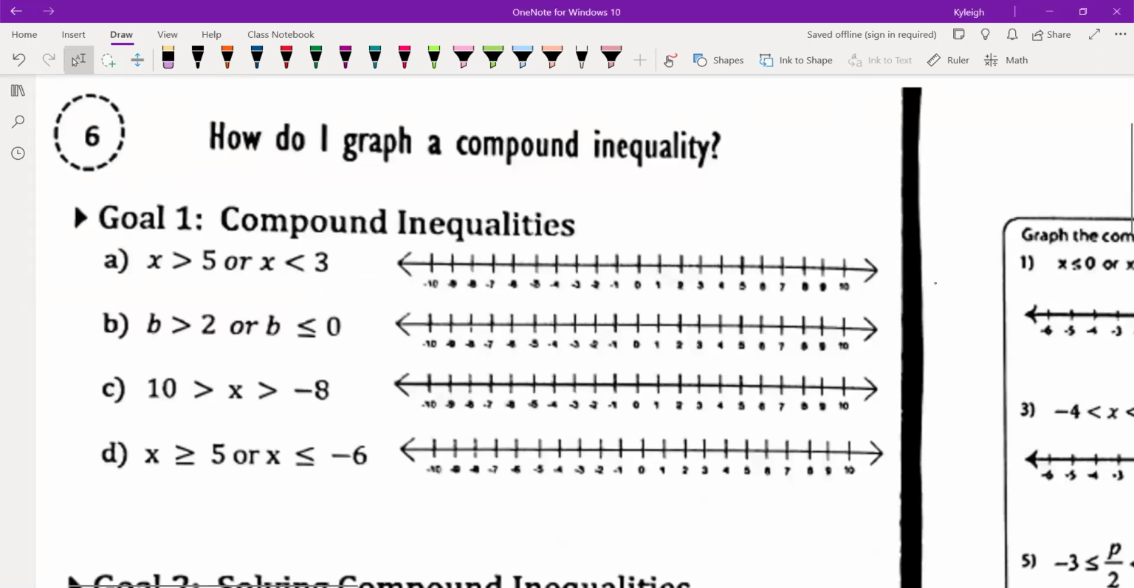So looking at this, we just take each one separately. So x is greater than 5, open circle, greater than goes this way. x is less than 3, so we go to 3, an open circle, going the other direction. And that's it. So, like I said, pretty much identical to the absolute value inequalities, just without that first step. Next one, I'll have you do B on your own. So pause for a second and see what you can do for B for me.